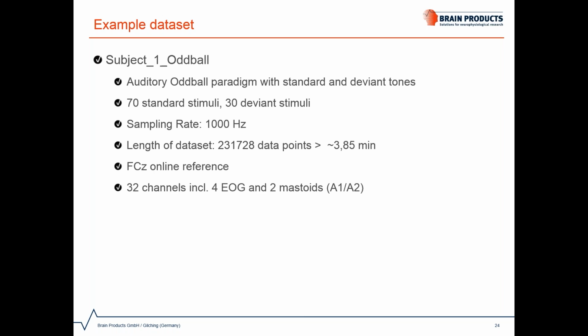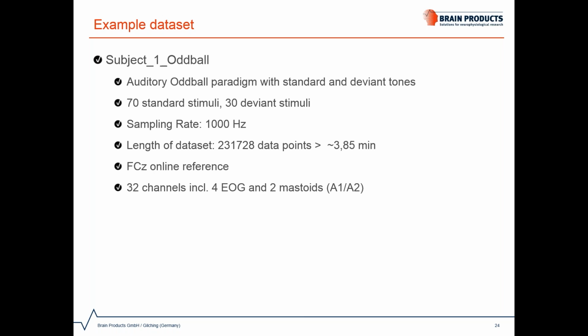The dataset was recorded with a 1000 Hz sampling rate, and it is a little bit less than 4 minutes long. So it's a very short dataset. The online reference was FCZ, and the dataset contains 32 channels. This includes already 4 EOG electrodes around the eyes and 2 mastoid electrodes.